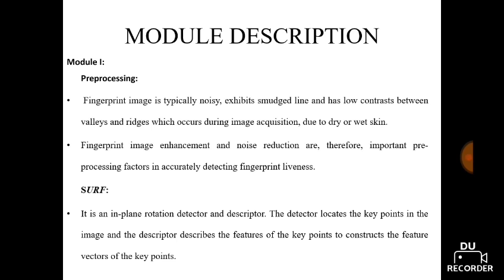In module 1, we define the pre-processing stage where two factors are mainly focused on, that is the image quality enhancement and the noise reduction. And next comes the SURF algorithm. The SURF algorithm has two components, namely the descriptor and the detector. The detector locates the key points in the image, and the descriptor describes the features of those key points to construct the feature vectors of those key points.